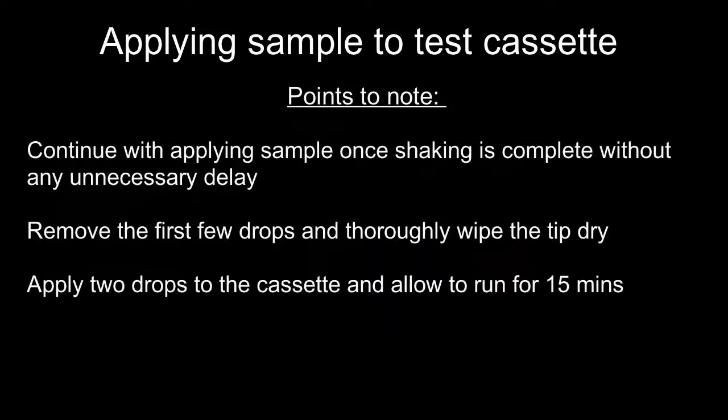When applying the sample to the test cassette, you need to be careful with the following points. Make sure that you continue with applying the sample once the shaking is complete without any unnecessary delays. Make sure that you remove the first few drops from the extraction device and then wipe the tip dry. And then proceed to applying 2 drops to the test cassette and allow to run for 15 minutes.